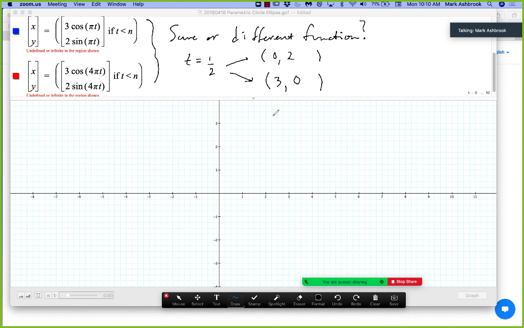Right? So of course they're different functions. They have different formulas, a different formula for x and a different formula for y. You pick a value of t and you get a different resulting ordered pair in each parametric function. So why would I ask, are they the same? Of course they're different. So why would I ask this question in the first place?